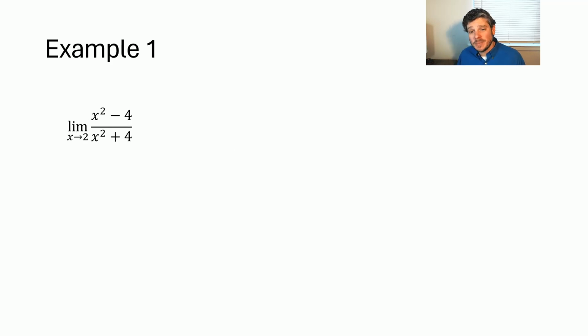So we're going to start off with this example. The limit as x approaches 2 of x squared minus 4 over the quantity x squared plus 4.